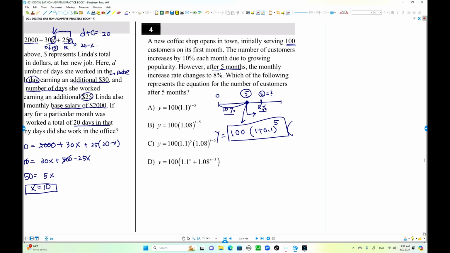Another way, every month increased by 8%. So 1 plus 0.08. But this number of T is what? Changed to T minus 5, right? Because we count this from the beginning, okay? So the exponent is T minus 5. Are you okay with this? Okay. So if we have 8 months, this is our initial right now. 8 minus 5 is after 3 months. Okay, that's why we use T minus 5. So choice C is the answer. Okay, that's the new initial, right?